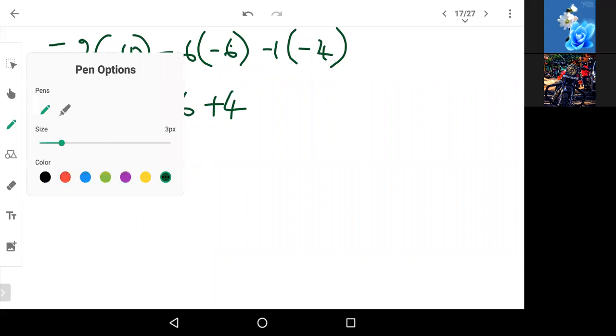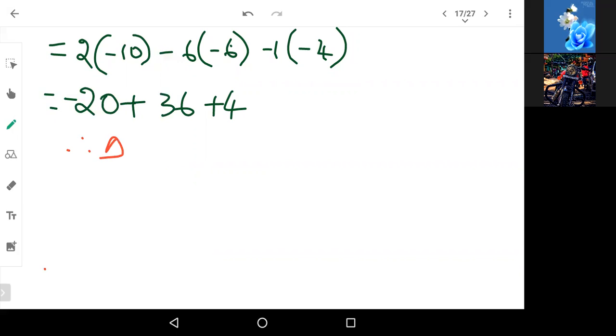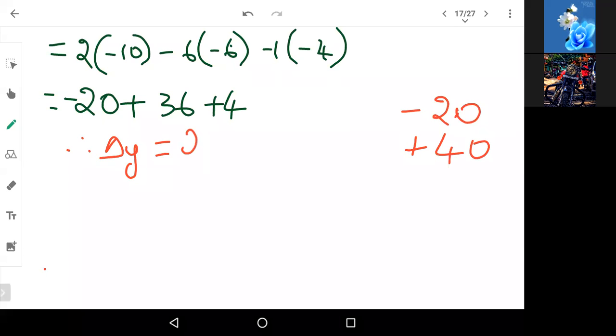So therefore, delta y is equal to how much? No, y is not 14. What is the answer you got? Y is −4. No, no, Anas, that's also wrong. −20 plus 40. What will be the answer? It will be 20. So delta y is equal to 20.